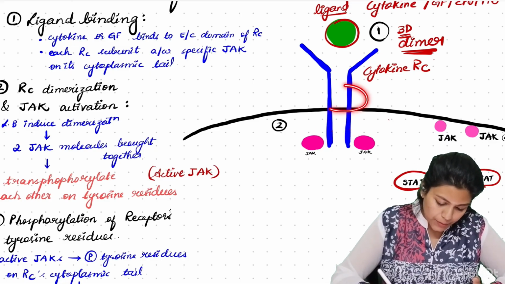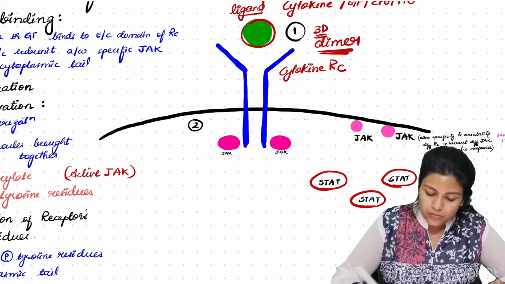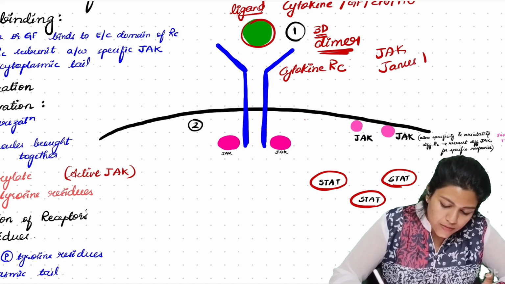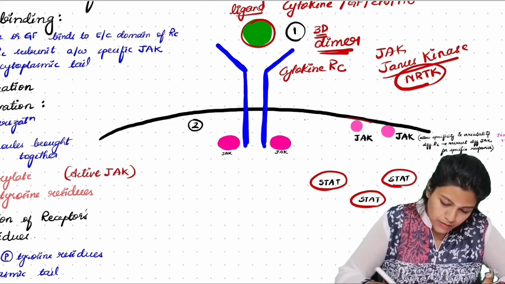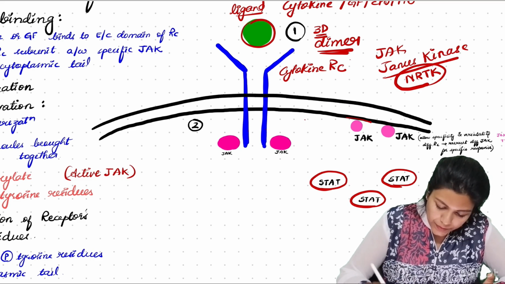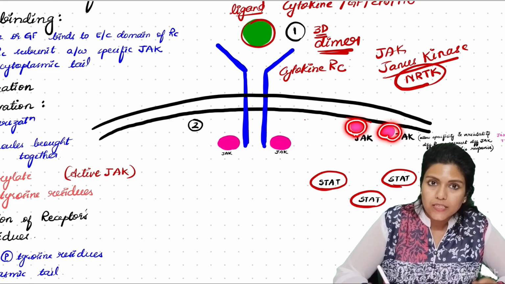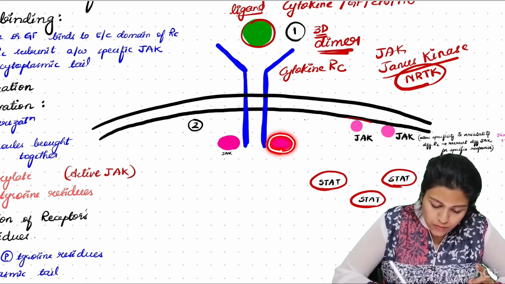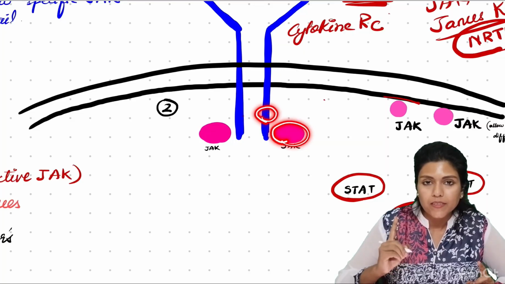Now, because of this receptor dimerization, JAK molecules, these are the enzymes. JAK means Janus kinase. These are non-receptor tyrosine kinases present in the cytoplasm just under the cell membrane. These tyrosine kinases get recruited towards the receptor. One JAK molecule will be associated with one receptor monomer.